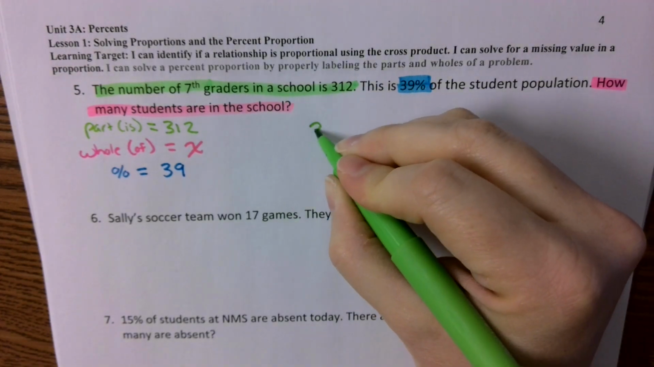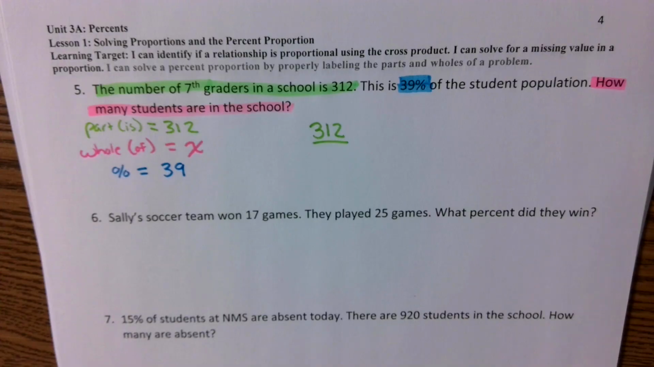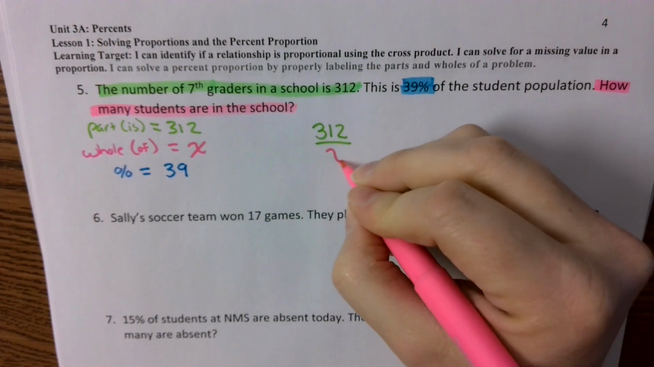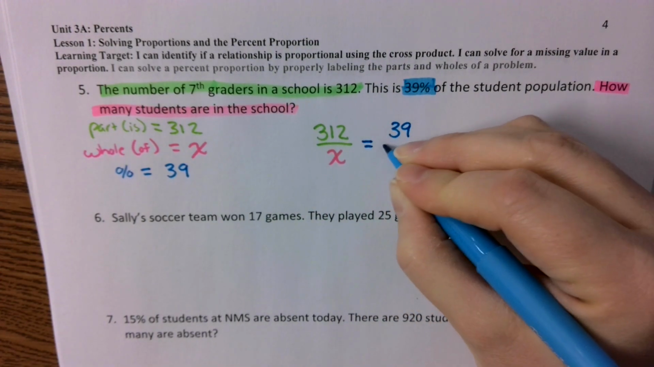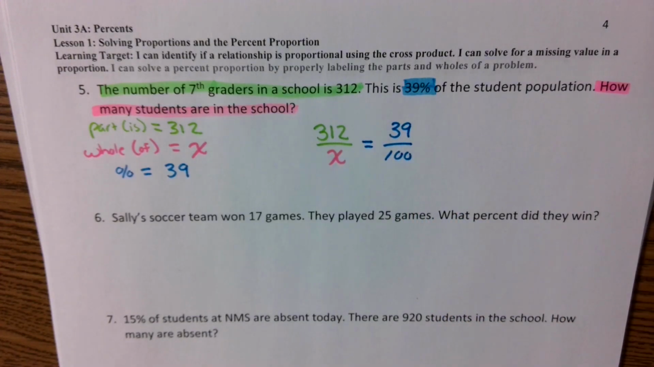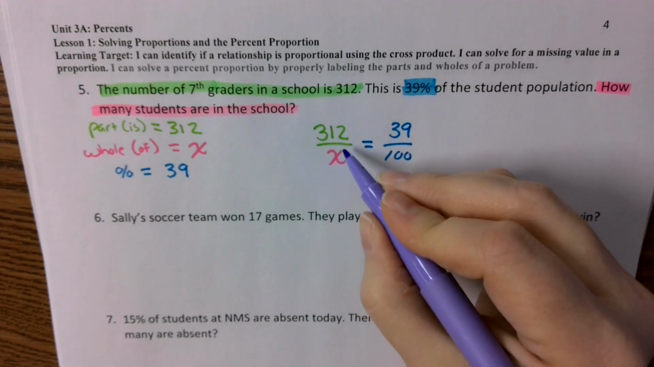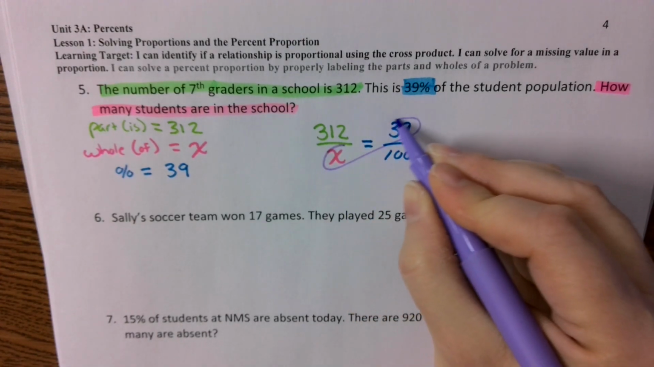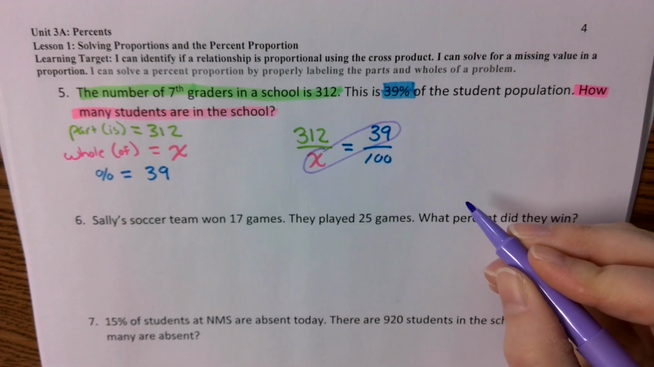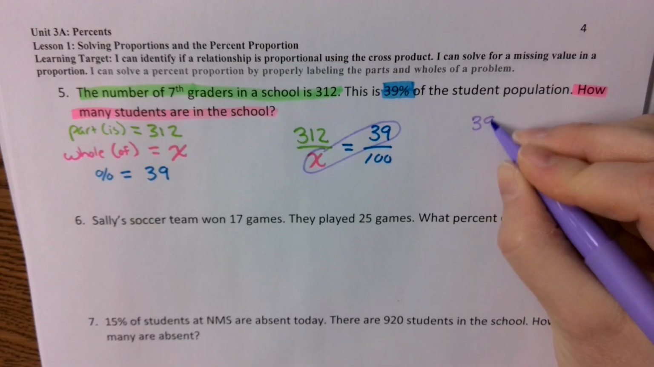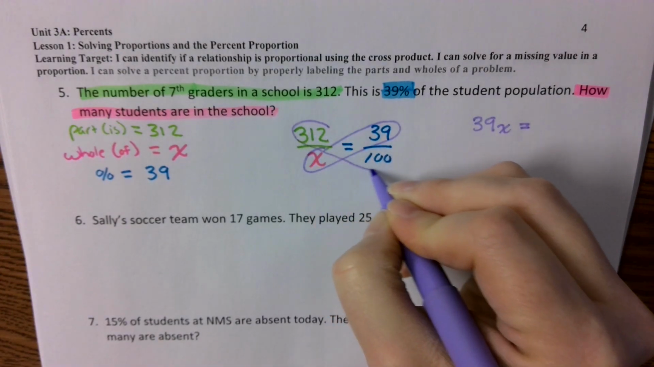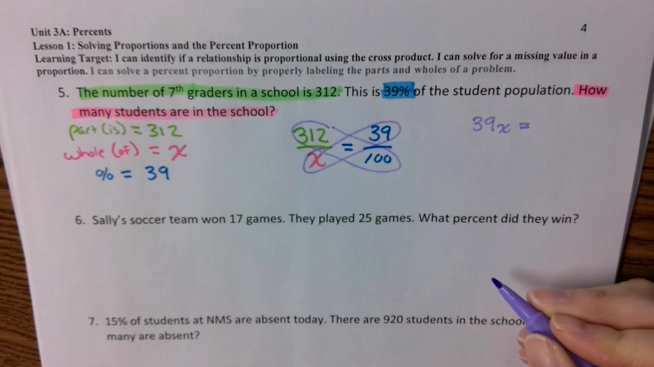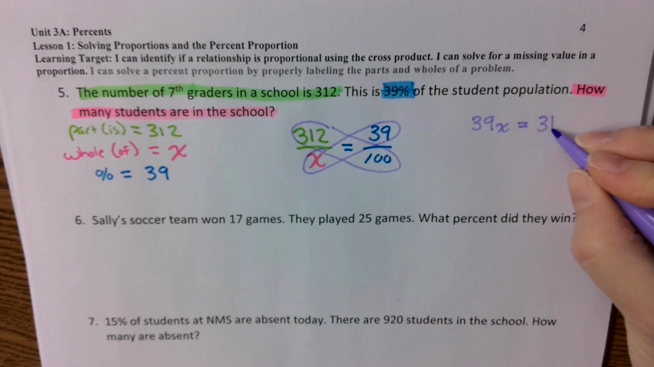Remember, it's part over whole equals percent over 100. And then we would just do our cross product. Okay, the first set of numbers that we're going to multiply is the variable and 39. That's going to give us 39x. Then we're going to multiply 312 times 100. That's going to give us 31,200.